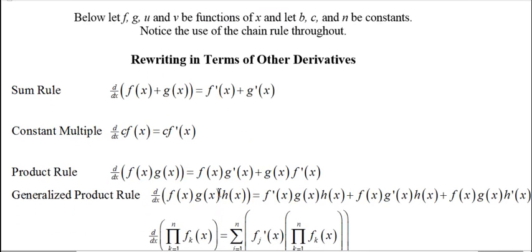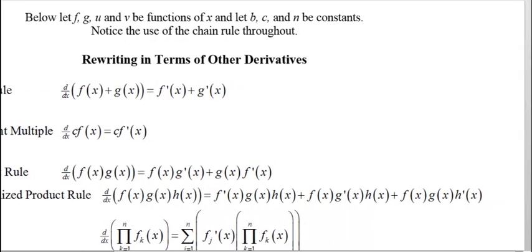And then it gets a little more complicated, but not too bad, for the product rule. The derivative of a product of two functions, f and g, is the first times the derivative of the second plus the second times the derivative of the first. So the derivative of f of x times g of x is f of x times g prime of x plus g of x times f prime of x. And this can be generalized to more terms. Here it is for three terms.